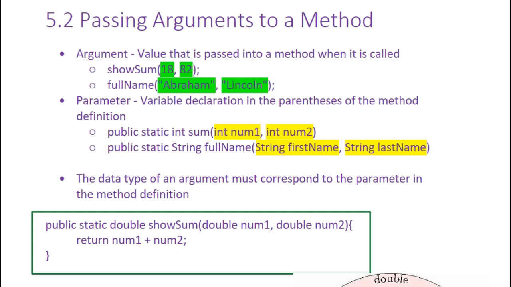By using parameter variables in your method declarations, you can design your own methods that accept data this way. The arguments are passed to the parameters specified in your method definition. For example, here's a method call to the showSum method. The method call passes in 18 and 82 as the arguments. These correspond to the parameters num1 and num2 in the method definition. A parameter is a variable declaration in the parentheses of the method definition.